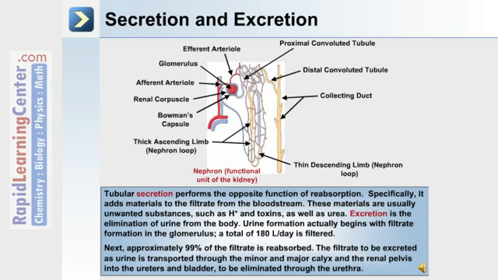Urine formation actually begins with filtrate formation in the glomerulus. A total of approximately 180 liters per day is filtered. Next, approximately 99% of that filtrate is reabsorbed. The filtrate to be excreted as urine is transported through the minor and major calyx and the renal pelvis into the ureters and bladder, to be eventually eliminated through the urethra.